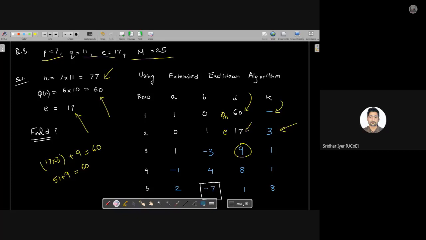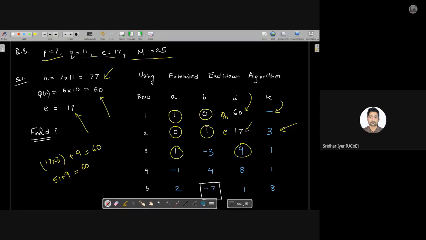Same logic for every problem. Just be careful with the calculations. Don't make silly mistakes while solving these problems, otherwise you will end up getting fewer marks. So 17 into 3 is the closest we can get to 60 without going ahead of 60. So 17 threes are the nearest possible value to 60, and whatever the remainder is, that is 9, we have to write it over there. Next step: as we saw in the last problem also, these 5 values are going to be constant. We can't change them.